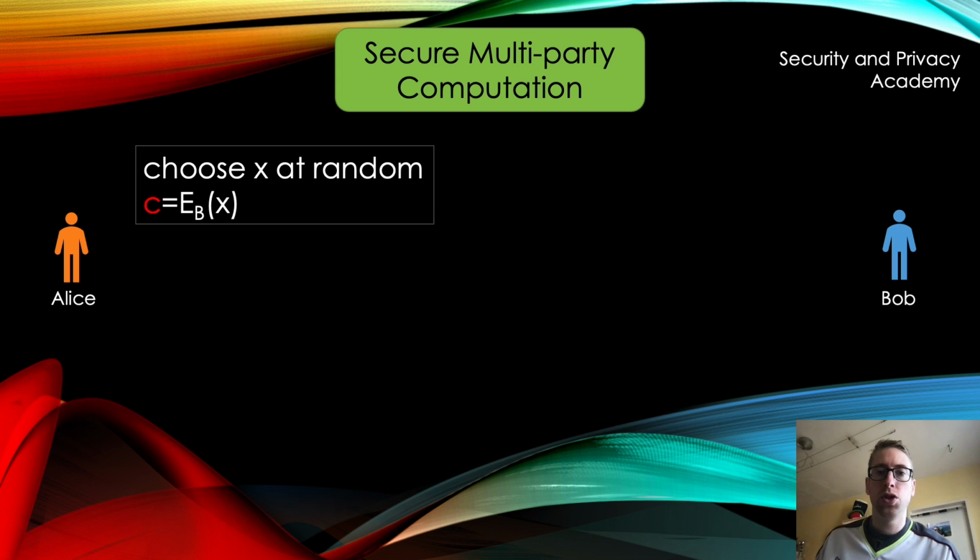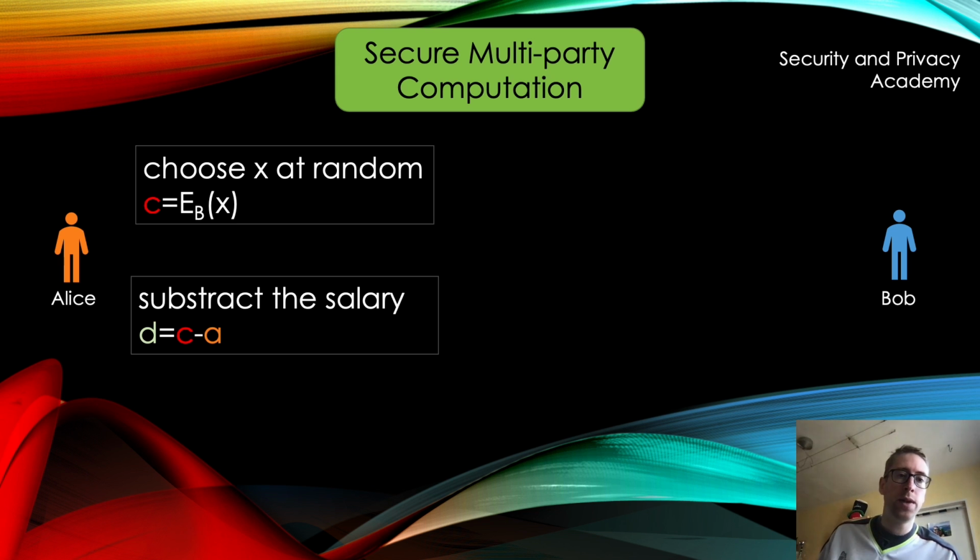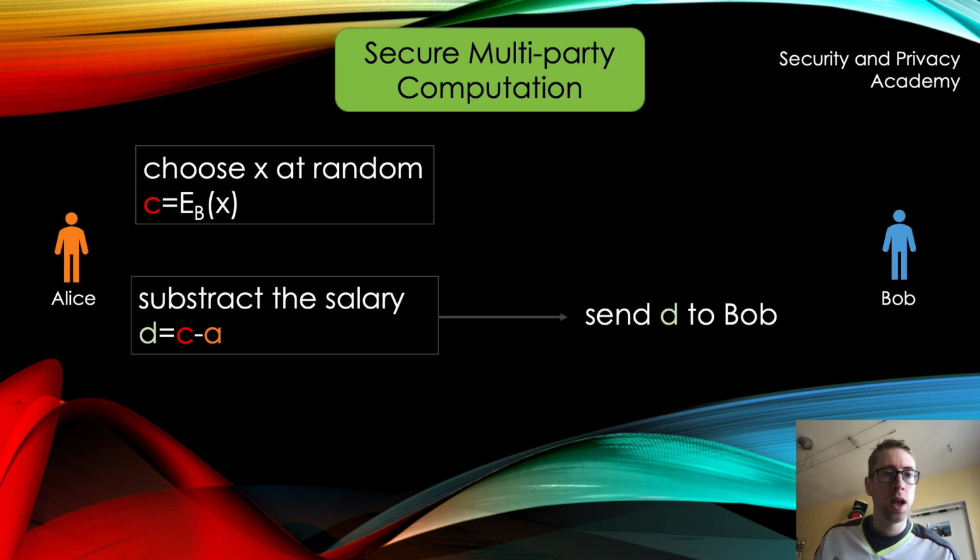First, Alice chooses an X at random and encrypts it with Bob's public key, which is denoted here as E, the encryption key, which is the public key in a public-private key infrastructure. The resulting ciphertext is called C. Then next she subtracts her salary from C and sends the result, D, to Bob.